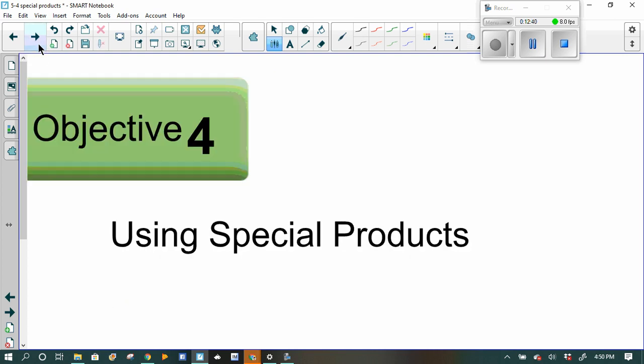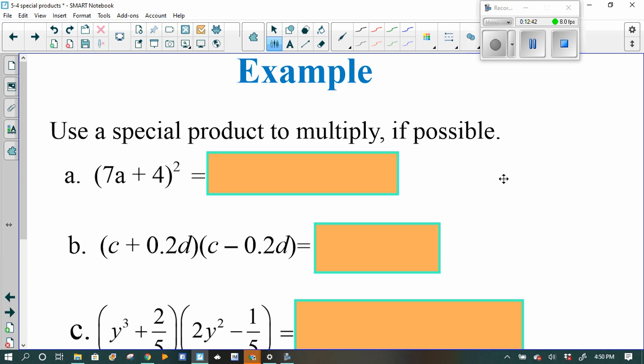All right, so the next one, using special products. Here, what happens when they're all mixed up and they're not specific in a section? How do you know which rule to use? So here we have (7a plus 4) squared. This is going to be the rule, a squared plus 2ab plus b squared. So square the beginning, 7a squared. It's going to be 49a squared.